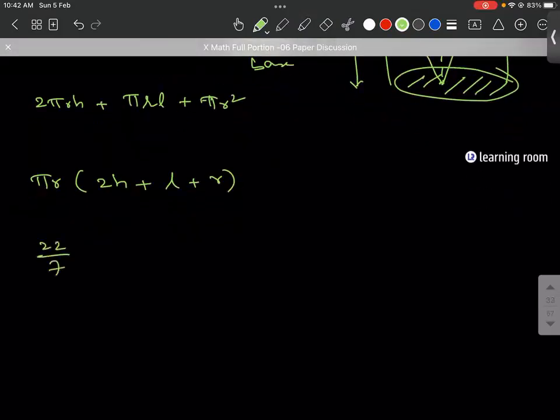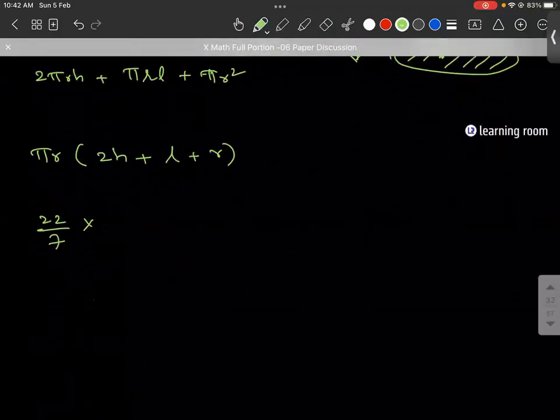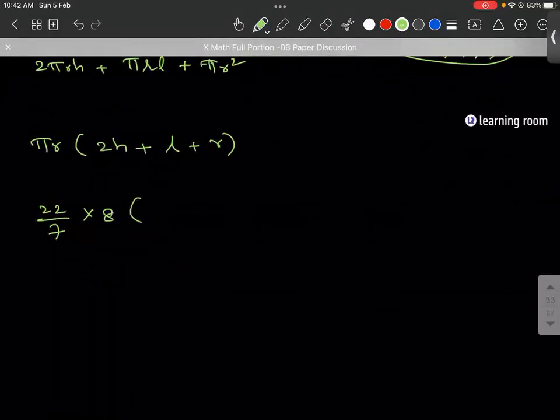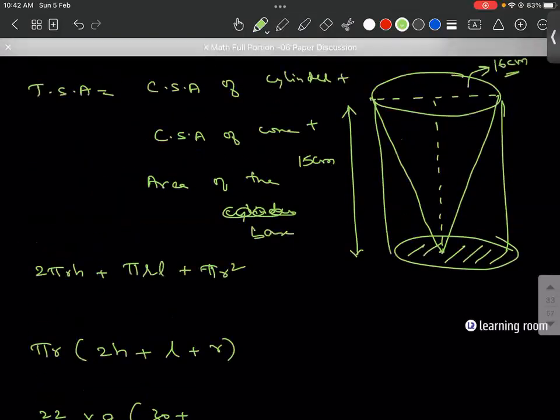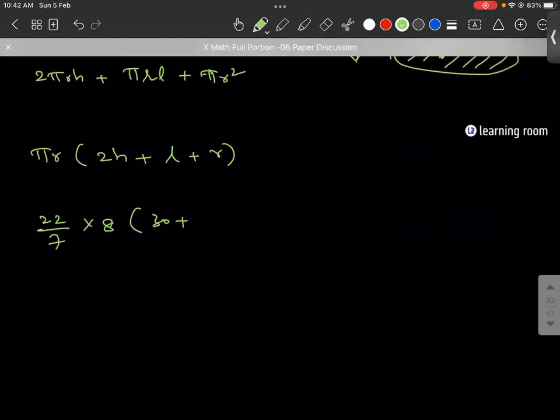So pi is 22 by 7, into R is how much? 8, into 2h is how much? 30, plus what is going to be the length? This is 8, this is 15, this is going to be 17. Sir, what are they asking us to take the value of pi as? 3.14, sir. No, I'll take that. So it will be 3.14 into 8 into 30 plus 17 plus R, which is again 8. So how much is this? 55. Yes, sir.